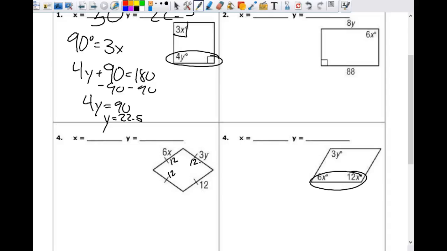How will we set up our equation? We know this, and we know this. So we know 6x is equal to 12. We know 3y is also equal to 12. I have full confidence in your ability to solve these ones on your own.